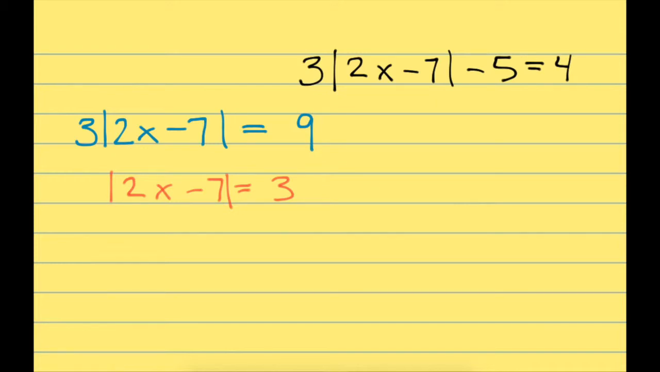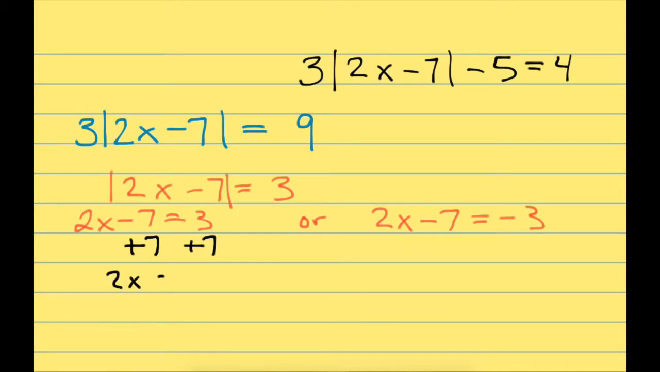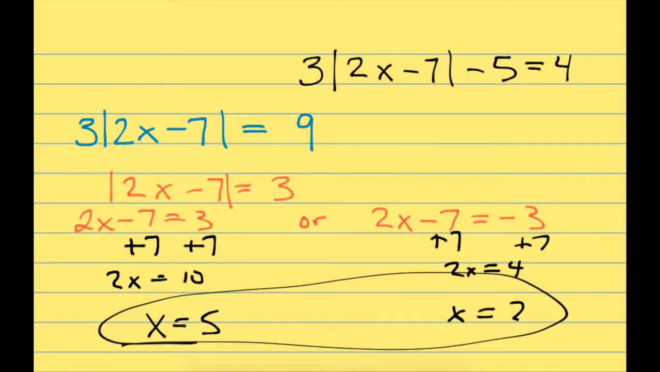Now that I have the absolute value by itself, I can do that plus or minus thing. So 2x minus 7 equals 3, or 2x minus 7 equals negative 3. And then I solve with the same tactics I've been using before. I add 7 to both sides, and then divide by 2, giving me x equals 5. And I add 7 to both sides over here, giving me 2x equals 4, so x equals 2. So I got 2 solutions, and I can check those by plugging them in to the original equation.